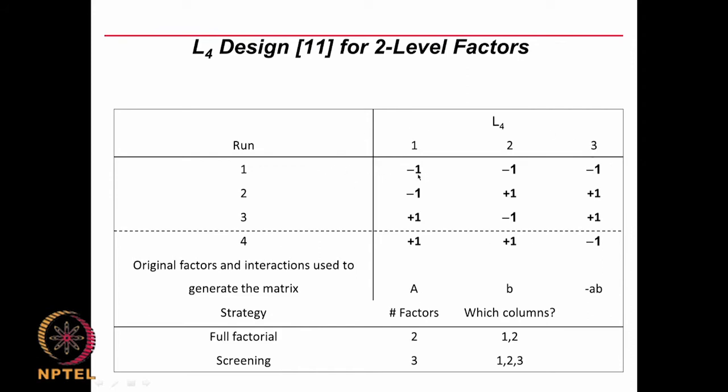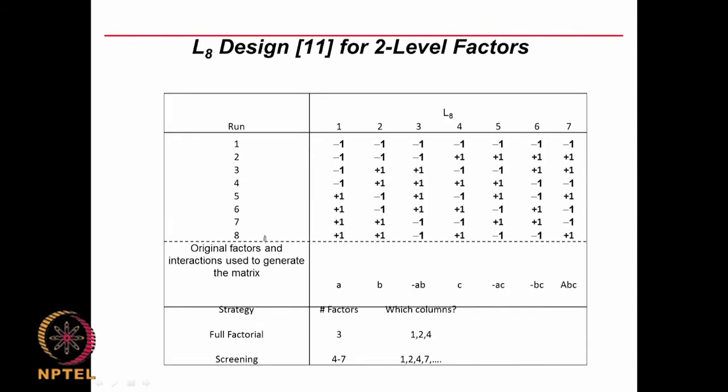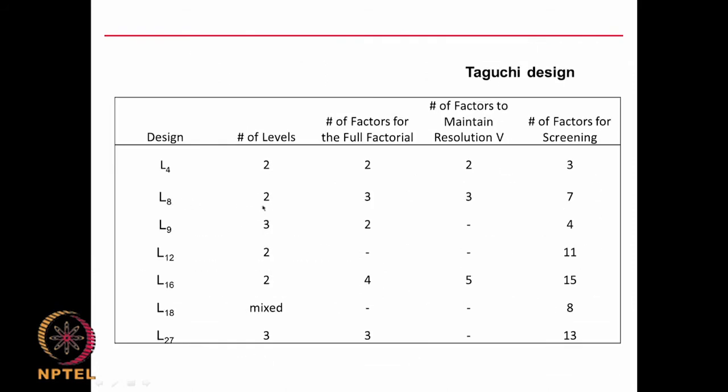So I just pick up the L4 design for 2 levels, and if it is 2 factors I put A, B and ignore this; if it's 3 factors I put A, B, C and do the experiments accordingly. Let's look at the L8 design, that means 8 runs. This number tells you how many runs: 4, 8, 9 and so on. So the 8 tells you the number of experiments. In the L8 design, 2 levels, if I have 3 factors it becomes full factorial, since 2 raised to the power 3 is also full factorial. But if I want to do screening, I can go up to 7 factors; it is almost like your Plackett-Burman. If I want to get resolution 5, then I stick to only 3 factors.